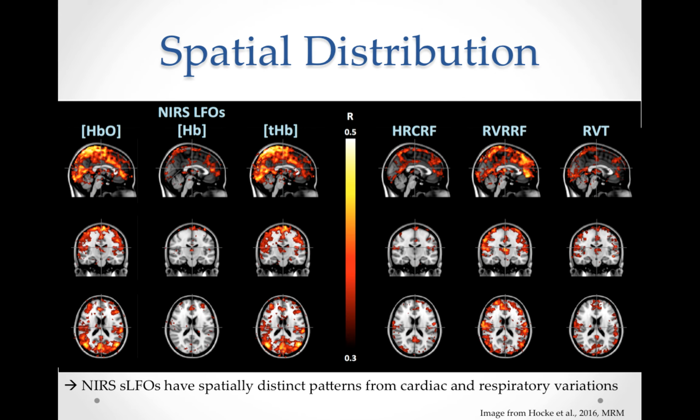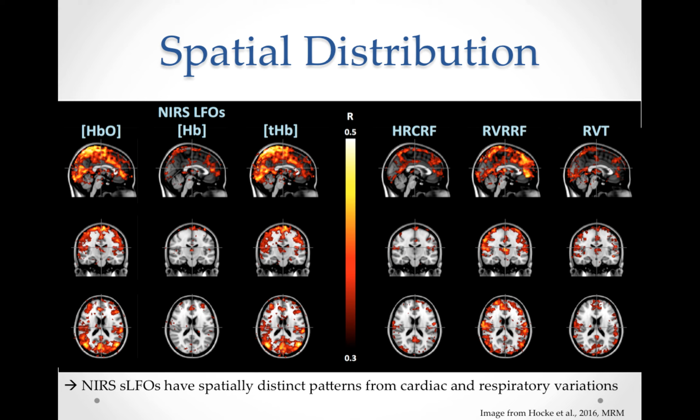To look at the spatial distribution and the spatial overlap between the methods, we cross-correlated the regressor, for example the NIRS or the cardiac variation model HRCRF, with the fMRI BOLD data over the entire head. Then we took the maximum correlation for each voxel, and the result can be seen in the figure. We call it the maximum correlation map.